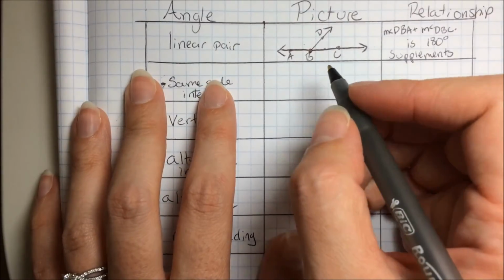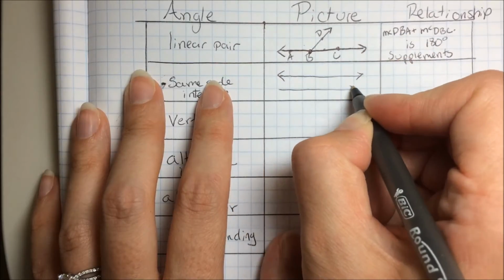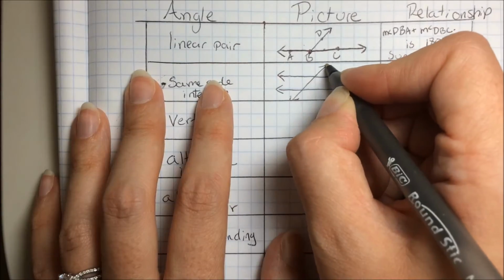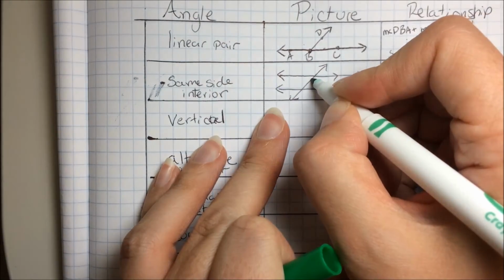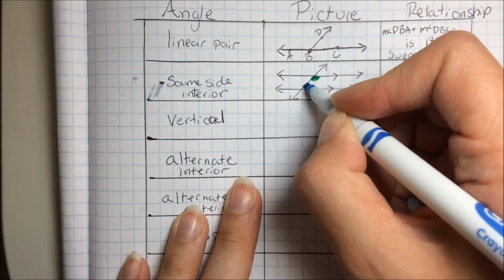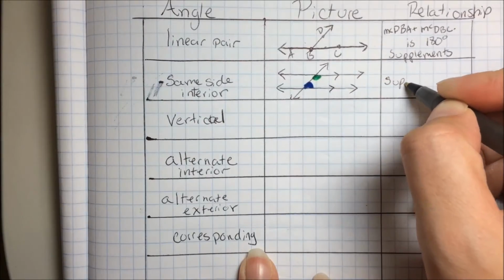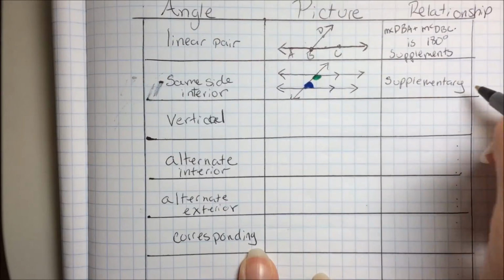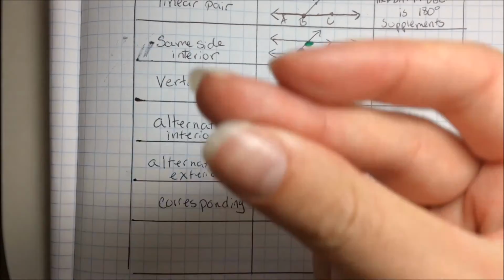The other supplementary angle pair happens with parallel lines. Okay? And the two angles that are supplementary are right here and right here. The rest of these are all congruent. So we can just fill in congruent all the way down.